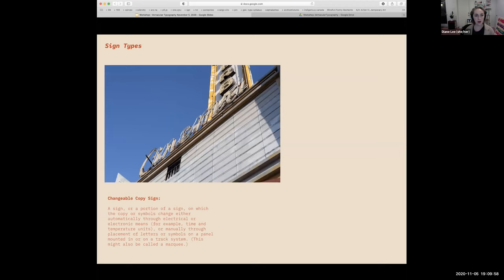The next sign type that I wanted to mention is a changeable copy sign. And I really like these signs because I find that the folks who maintain and have to update signs with changeable copy tend to get really creative if they're missing a letter. And so that's one of my favorite things to look for when I'm looking at signs: is the M an M or is it an upside down W, and vice versa? Is the 8 right side up? The 8 can also often be used as a B in case you run out of Bs. And so a changeable copy sign is any sign where the copy or the symbols can change automatically or manually.